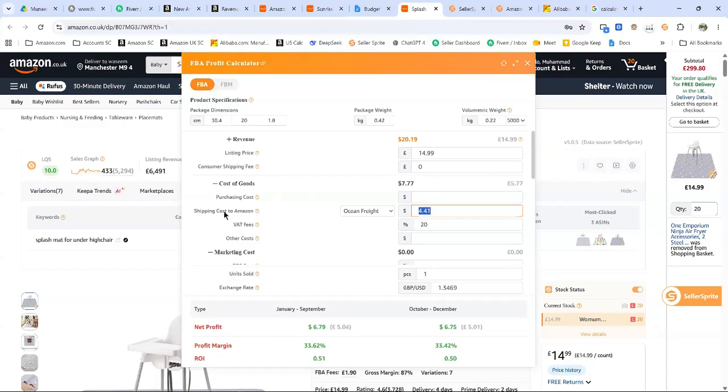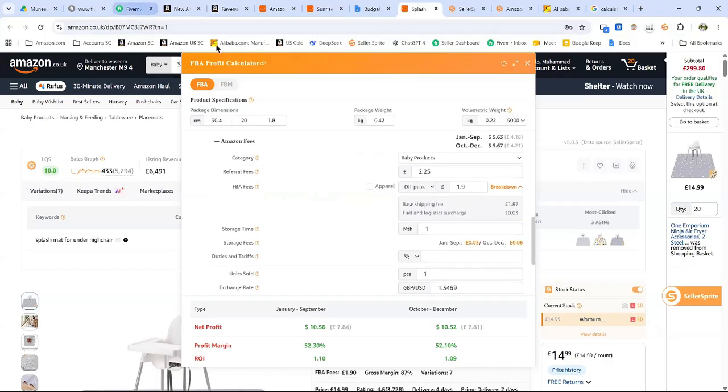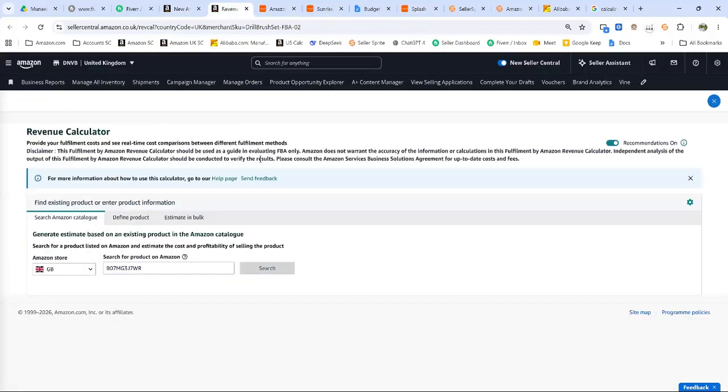Let's see if we get this product at a purchasing cost of 3.5. Let's remove the rate. As you can see, if we get this at 3.5, the gross margin will be 54%. But let's make it 4, there it will be 50%. I doubt this FBA fee, so I will check it in the revenue calculator from Amazon.